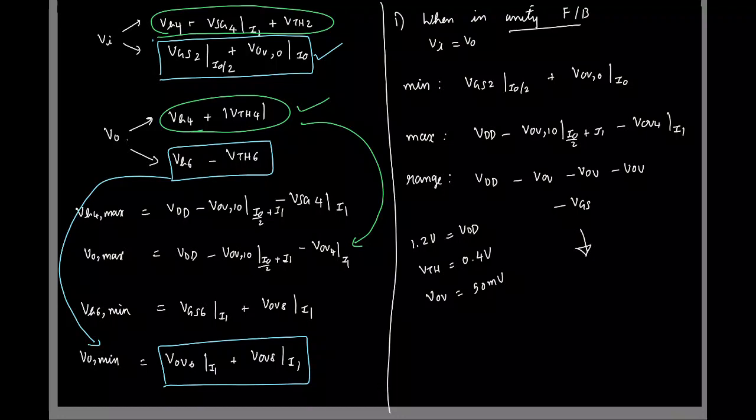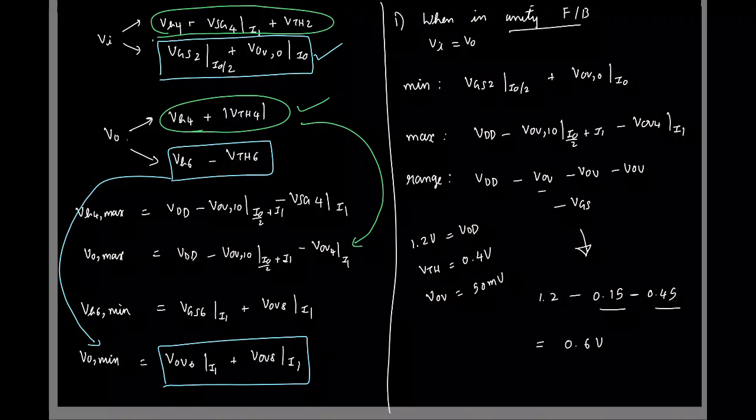I mean, these are typical numbers you will find in circuits. What is this range now? Say 1.2 minus 3 overdrive is 0.5 minus 0.45, correct? I mean, 3 times 50 millivolt is 0.15. VGS is threshold plus an overdrive, 0.45. This is what? 0.6.